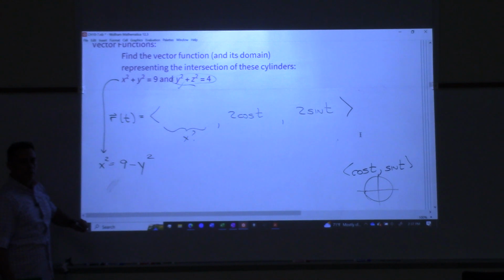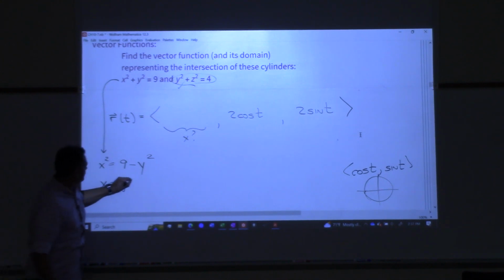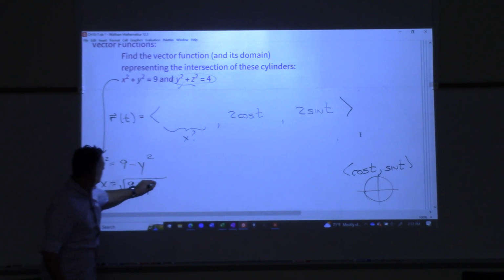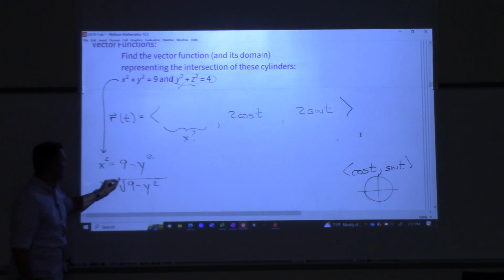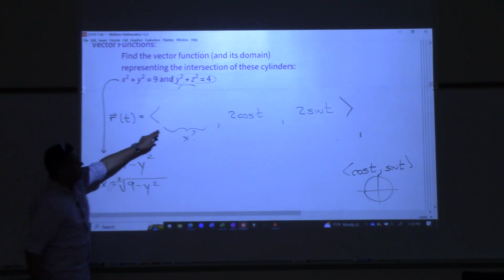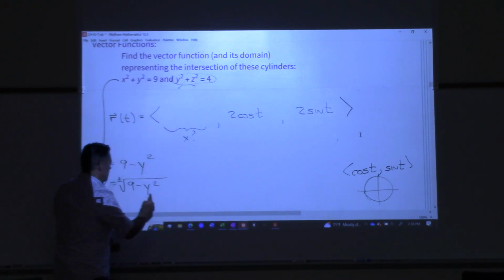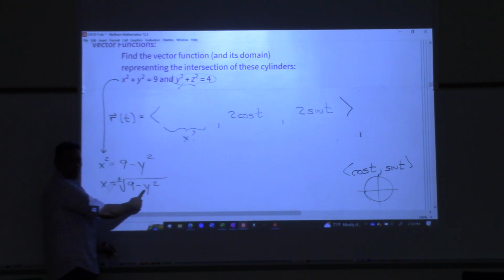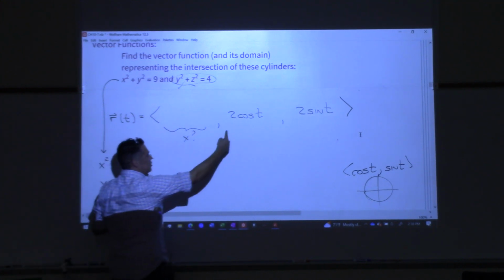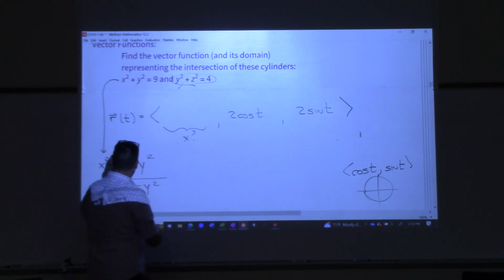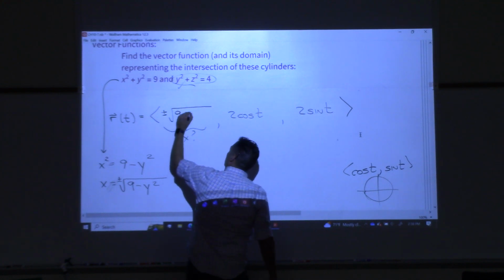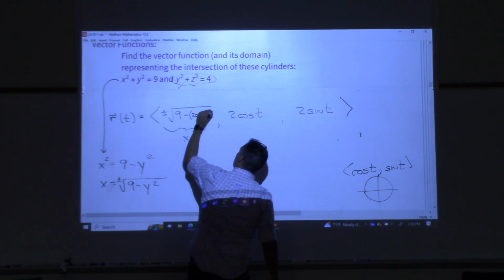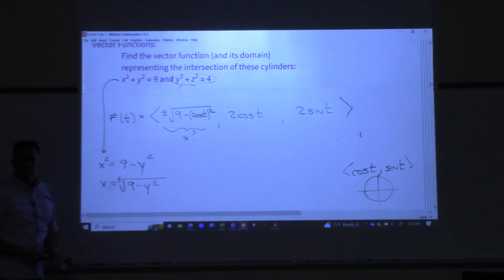Right? And square root. Yes? This is what x is, well, I should say plus or minus, because I took the square root. Right? That's what this x coordinate needs to be. But do you know what y has to be? If I'm drawing the circle, right, what does my y have to be? 2 cosine t, right? Yeah. So I just write that in here, plus or minus square root of 9 minus parenthesis 2 cosine t, close parenthesis squared. That's it right there. That's your vector function.